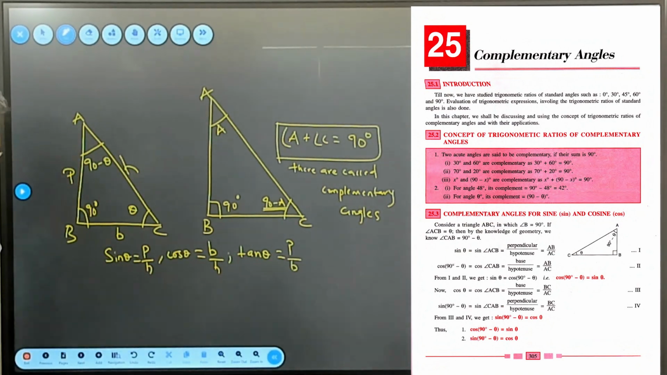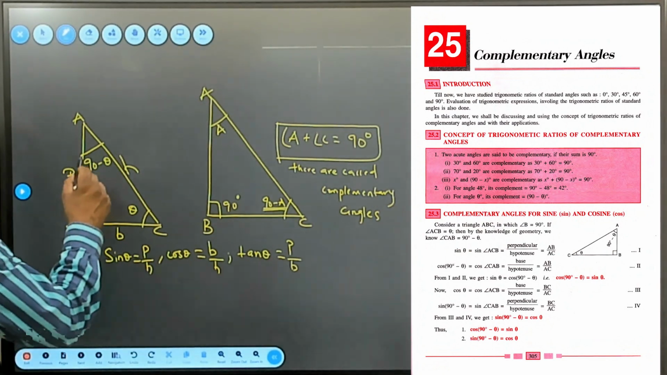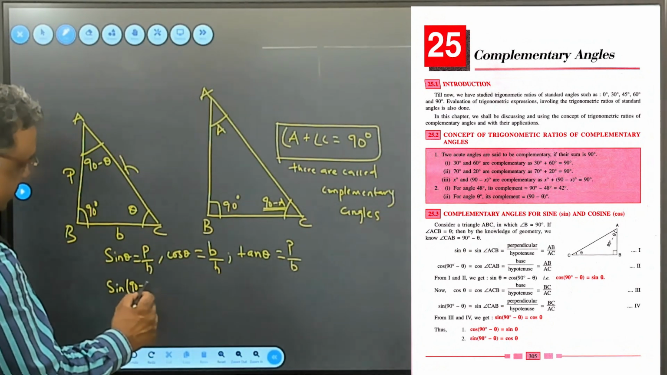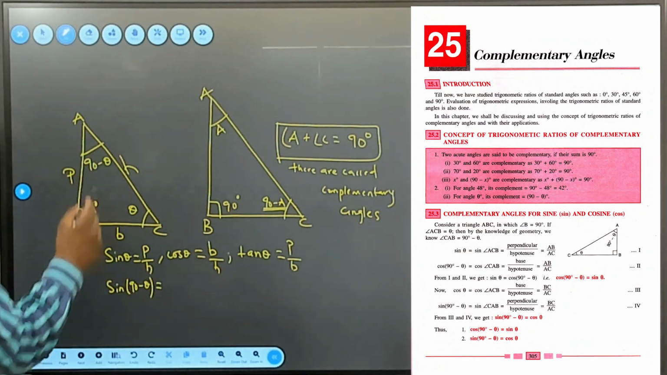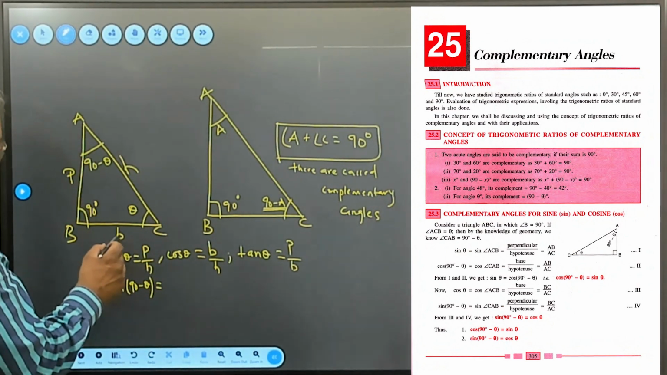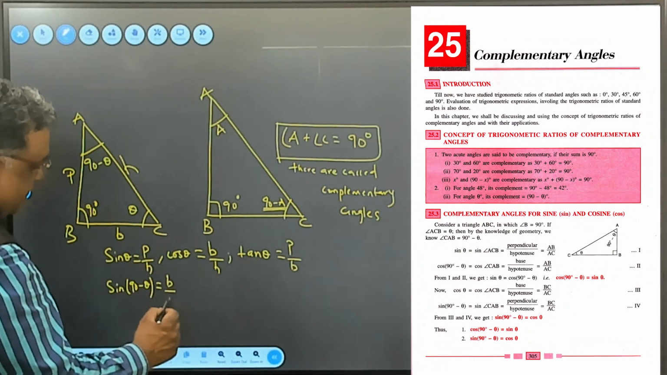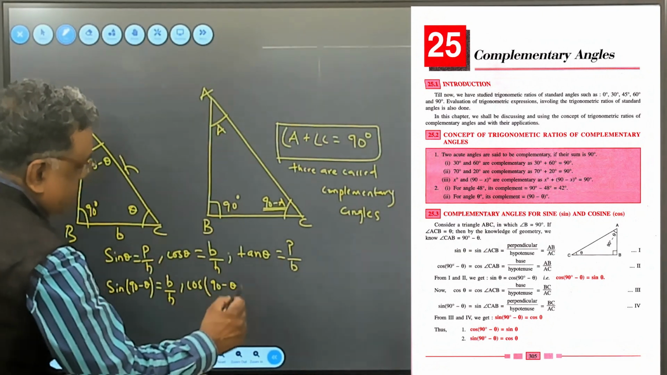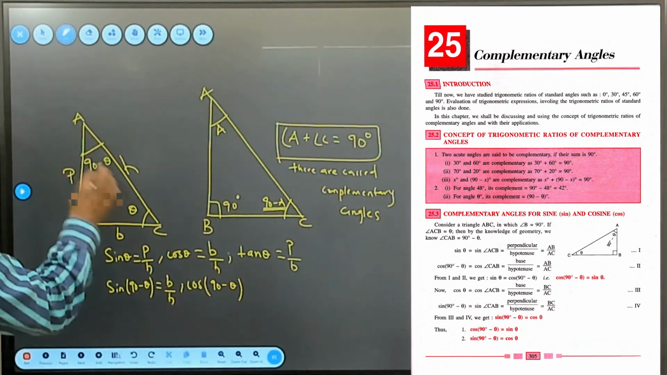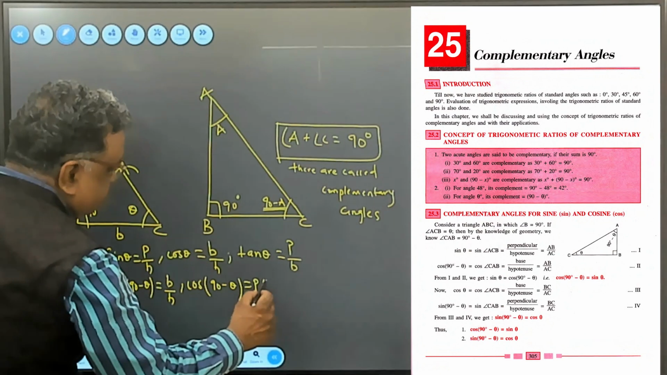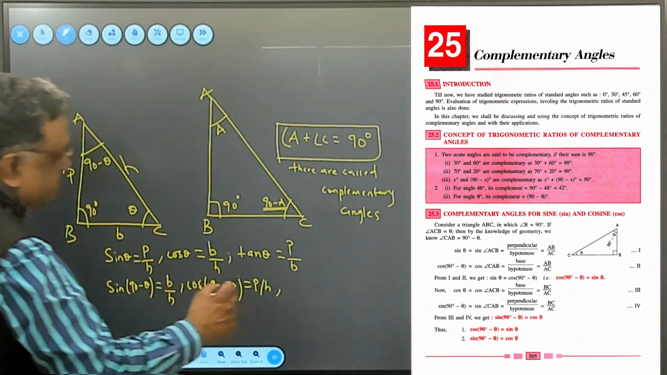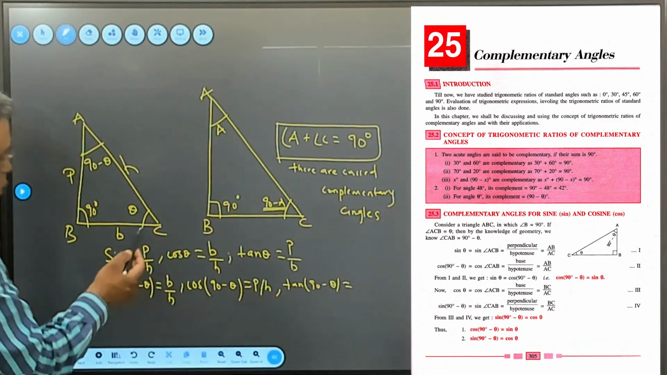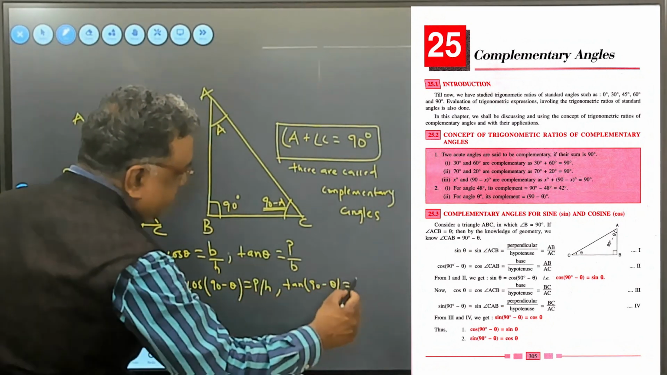Now let us try to find out the same thing for sine 90 minus theta. Sine 90 minus theta is going to be opposite upon hypotenuse, which is B upon H. Cos 90 minus theta is adjacent upon hypotenuse, which is P upon H. And tan 90 minus theta is opposite upon adjacent, B upon P. Okay.